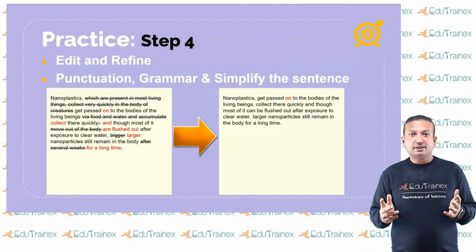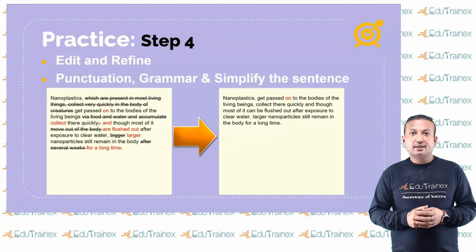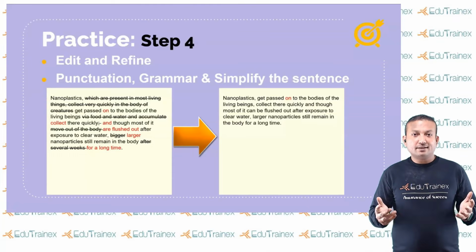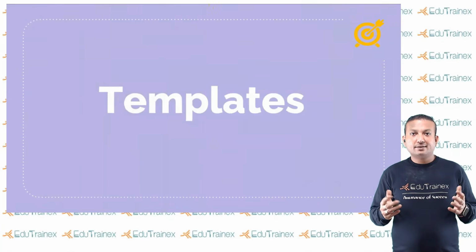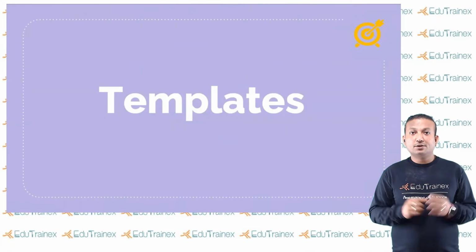So my final response is: nanoplastics get passed on to the bodies of the living beings, collect there quickly, and though most of it can be flushed out after exposure to clear water, larger nanoparticles still remain in the body for a long time. That's it. So the word count is 39 words. Now before going to the templates, I have already covered all the steps that you need in the super strategy to crack this task perfectly.